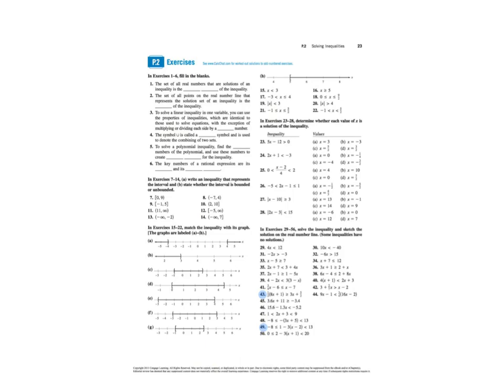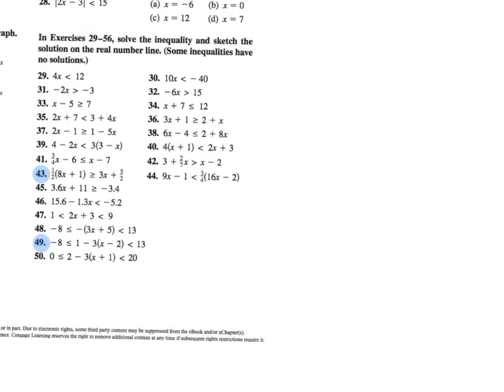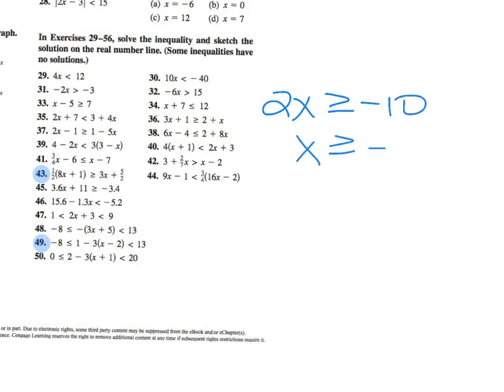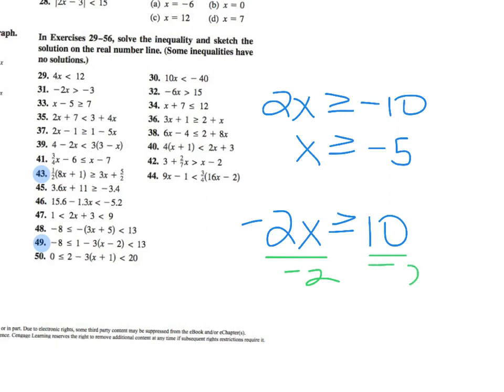So the section in P2 starts with inequalities. You've got your simple inequalities where you just have a greater than or equal to, a less than or equal to, a greater than, or a less than. Obviously you've got your standard rules of inequalities. If you're dividing or multiplying both sides by a negative, then it changes signs. So if I had 2x greater than or equal to negative 10, this stays greater than or equal to negative 5. But if I have negative 2x is greater than or equal to positive 10, and I divide by the negative, that's when my sign changes direction.